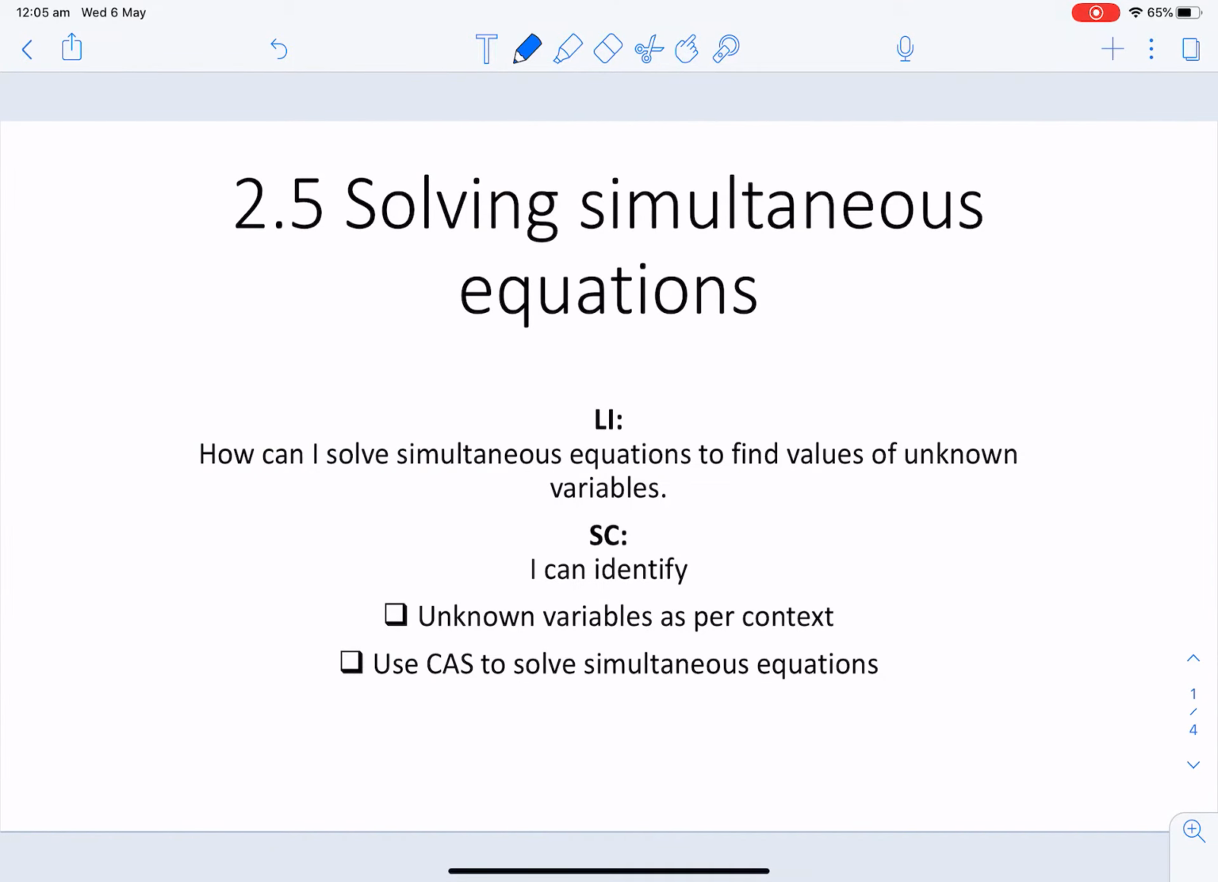2.5, solving simultaneous equations. This is the last part of chapter 2, then you are done. And then we make you do assessments and stuff. So, how can I solve simultaneous equations to find values of unknown variables? Our success criteria: I can identify unknown variables as per context, and use CAS to solve simultaneous equations.